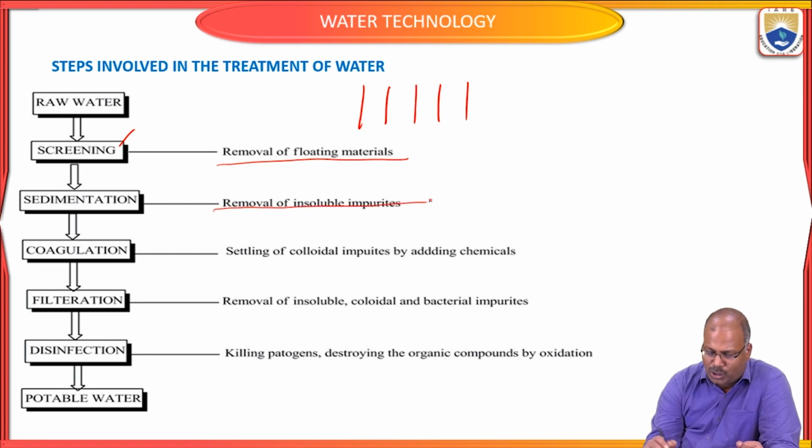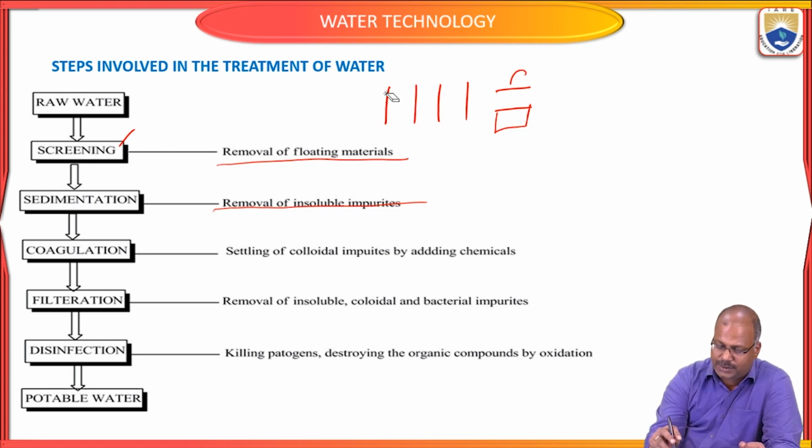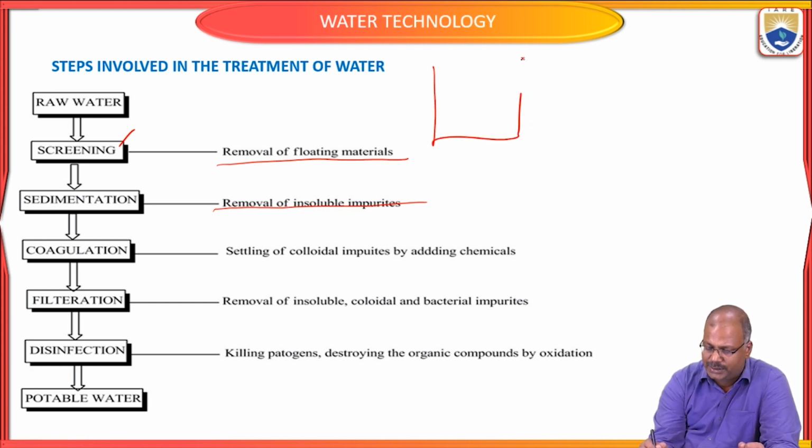Sedimentation is the removal of insoluble impurities. Sedimentation is a process where, no, you won't add any chemicals; that is coagulation. In sedimentation, the water is allowed to stay in a big tank for 10 to 12 hours. Then what happens due to gravity?